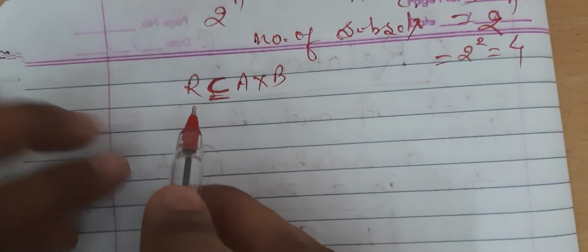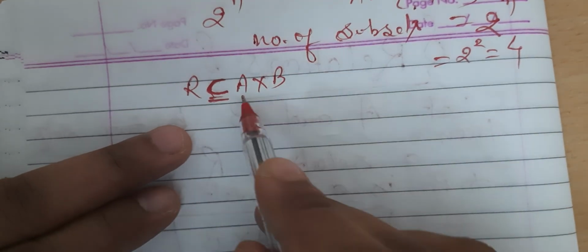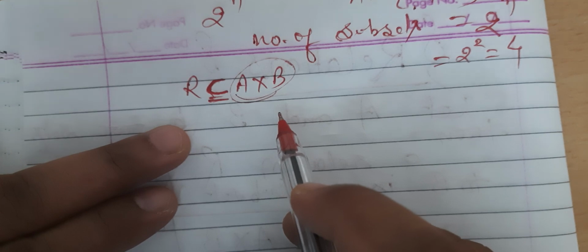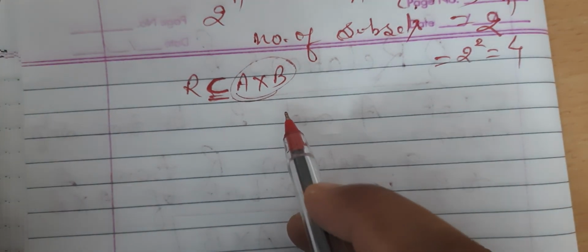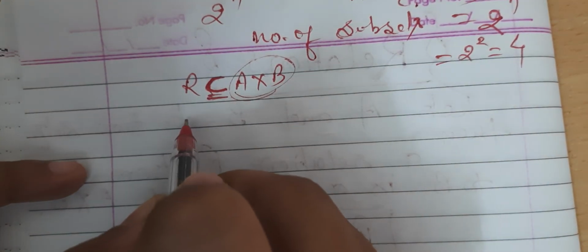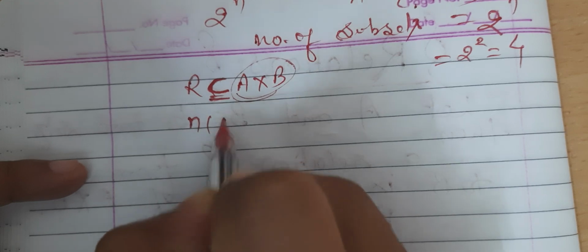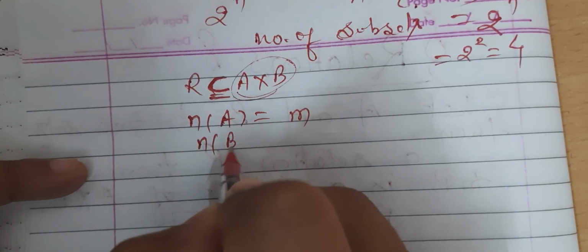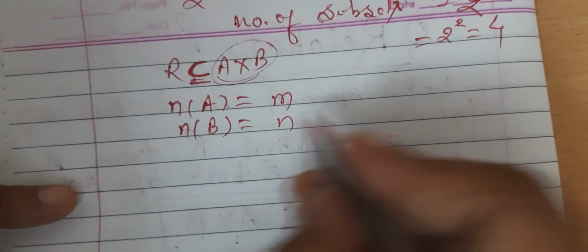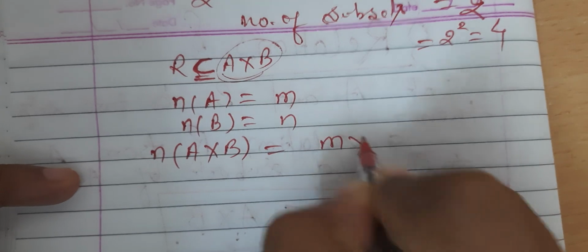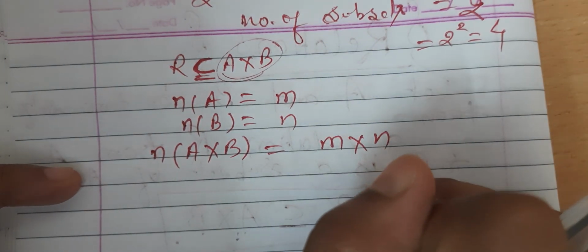So in order to find the total number of relations, we should know the total number of elements in A cross B. And yesterday we have seen how to find the total number of Cartesian products. So if the number of elements in set A is m and the number of elements in set B is n, then the number of elements in A cross B will be m multiplied by n, that we have seen yesterday.